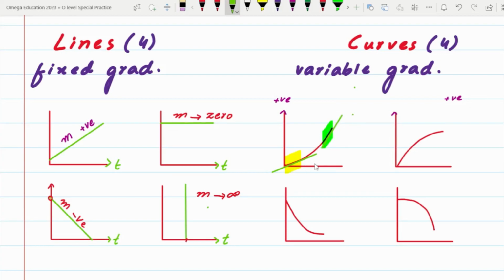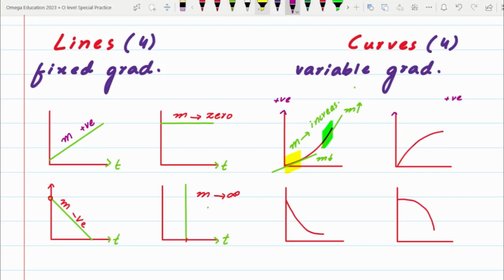Now, if I compare the steepness of these two tangents, I can safely say that this point would be having less gradient because it is more of a horizontal, but the next point would be having more gradient because it is more of a vertical. So what we say is gradually the gradient increases. So gradient is positive, but the gradient is increasing.